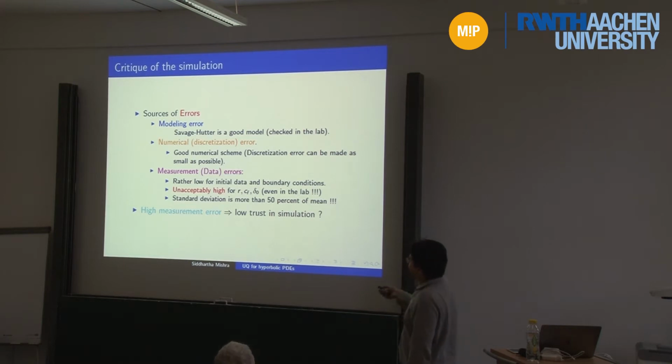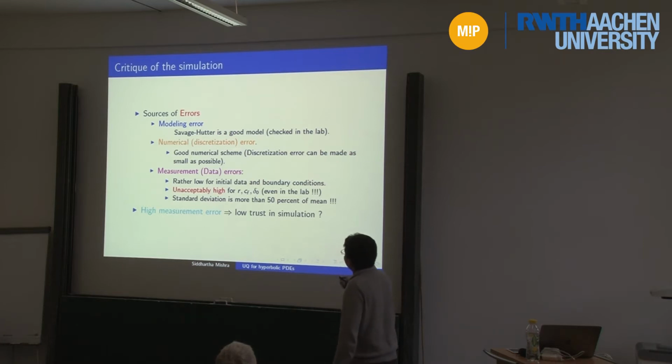Then what about the discretization error? After all, it's not like we are solving the Savage-Hutter equations exactly. We are solving them with a numerical approximation. And once you have a numerical approximation, you have some discretization, both temporal as well as spatial error. It turns out that in this particular context, this is a good numerical method, the one that is used for the simulation. The discretization error can be made as small as possible by simply taking a more refined mesh.